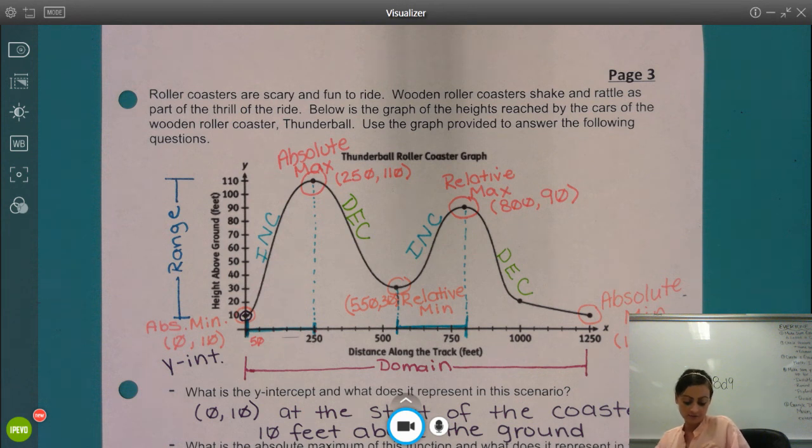So now that you have completed the lesson, you can go ahead and work on the activity that is shared with you on Canvas.